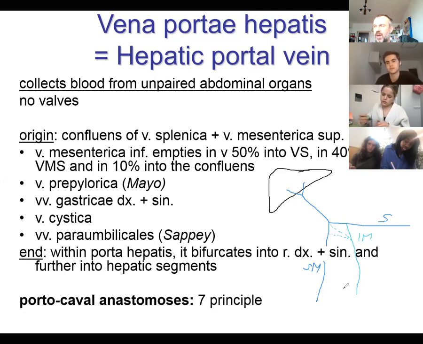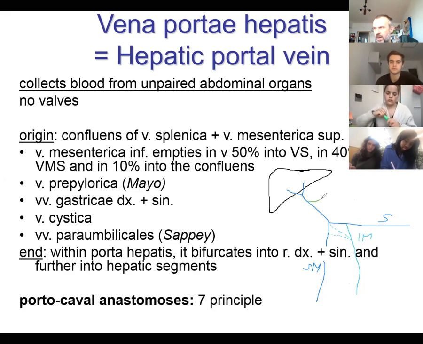All this is hidden behind the head of the pancreas. But if you operate, or if you see an imaging method, you should not be surprised that the inferior mesenteric vein can terminate in the other situations. And you can see that the incidence is quite high.